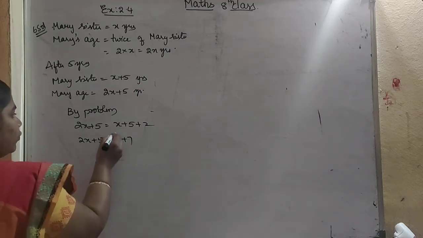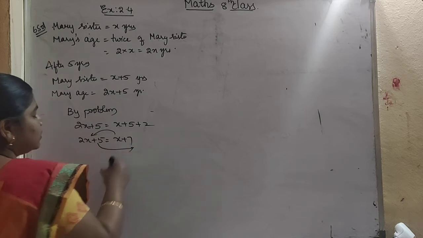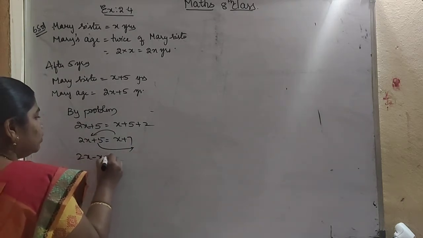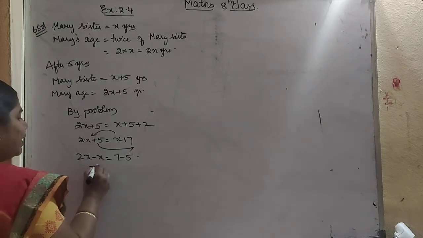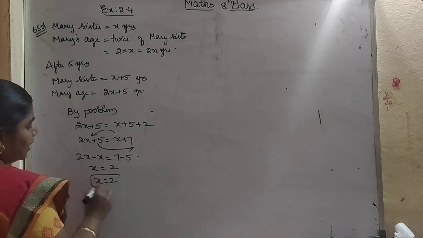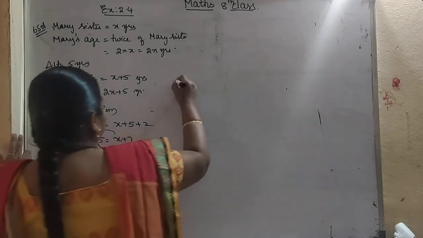Transpose the terms now. If you transpose this plus x to the other side, that will become minus. And if you transpose this plus 5 to the other side, that will become minus. So 2x minus x equals 7 minus 5. 2x minus x is equal to 7 minus 5, which is 2. So what is the x here? X value is 2.